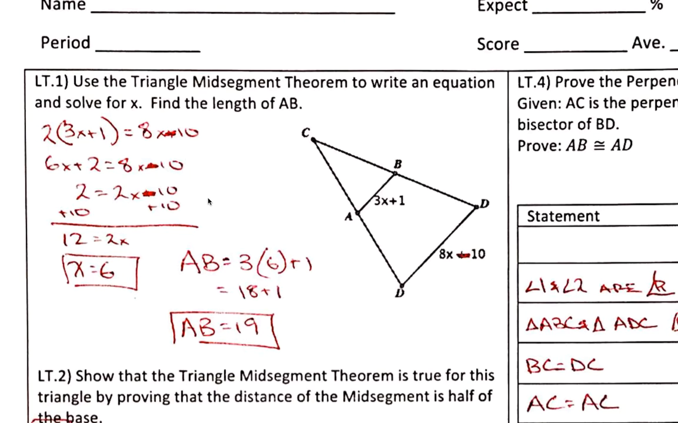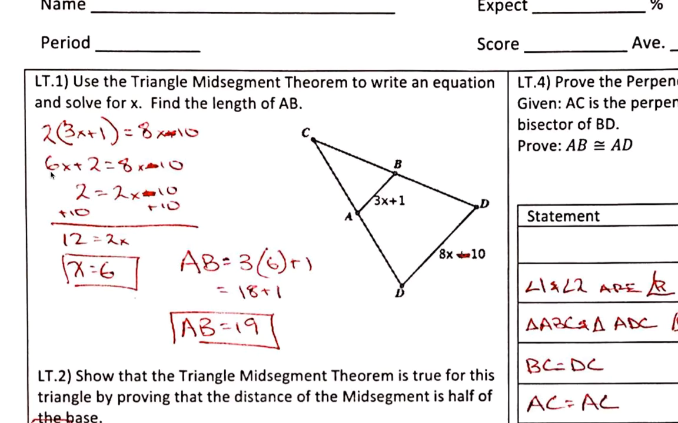Starting with learning target 1, find or use the triangle midsegment theorem to write an equation and solve for x, and then go back and find the length of AB. Well, here you got the midsegment, and here you've got the base. The one thing that you got to remember is to make these two things equal, you would have to double the midsegment. And so that's why here you see 3x plus 1 times 2.